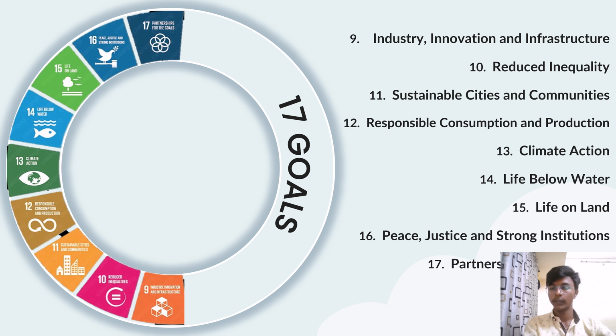in Karnataka nowadays. Life below water means aquatic animals. And life on land means animals, zoo animals, or animals in the forest. You can see nowadays we came to know that some tragedy has happened in Africa. And the 16th one is peace, justice, and strong institutions. We need all the strong institutions, peace, justice, and these things.